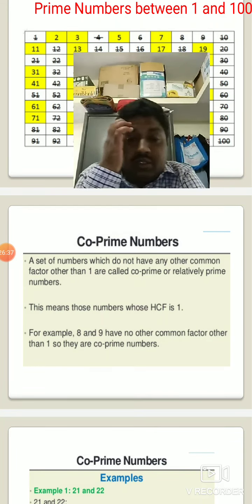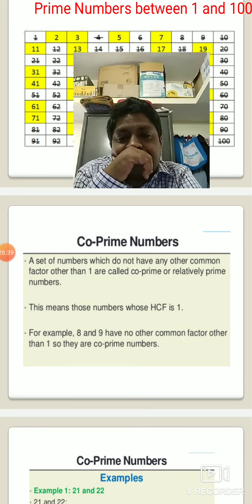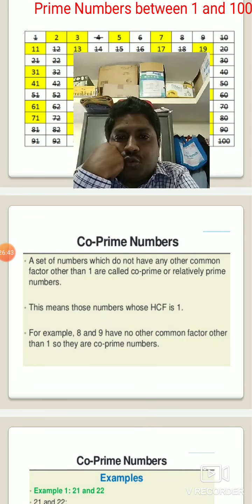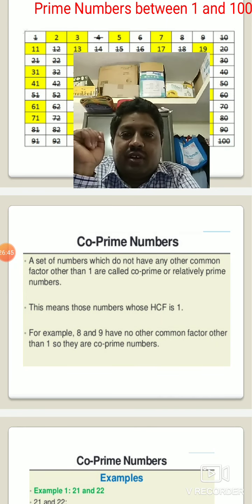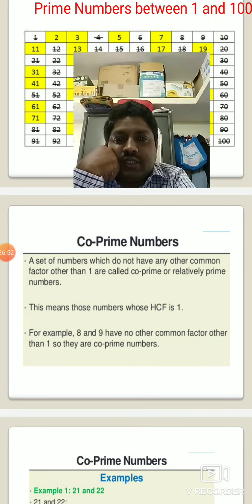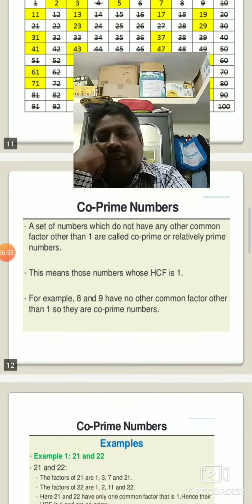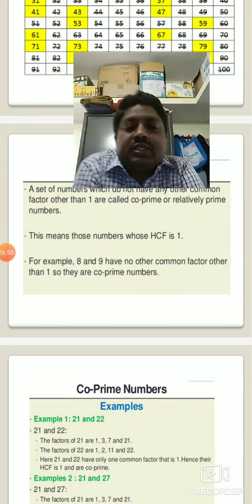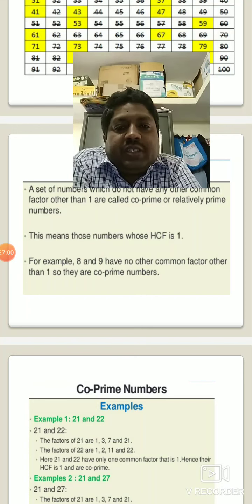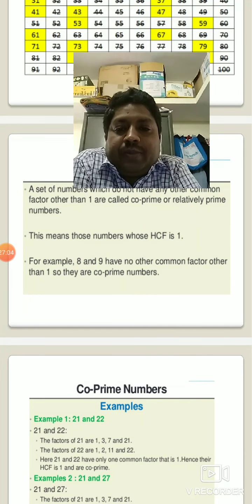Children, I will give one example. It's very easy. What do you mean by co-prime? HCF is 1. Suppose somebody doesn't know what HCF is: H is highest, C is common, F is factor. Highest common factor is 1. If two numbers have a highest common factor of 1, they are called co-prime.